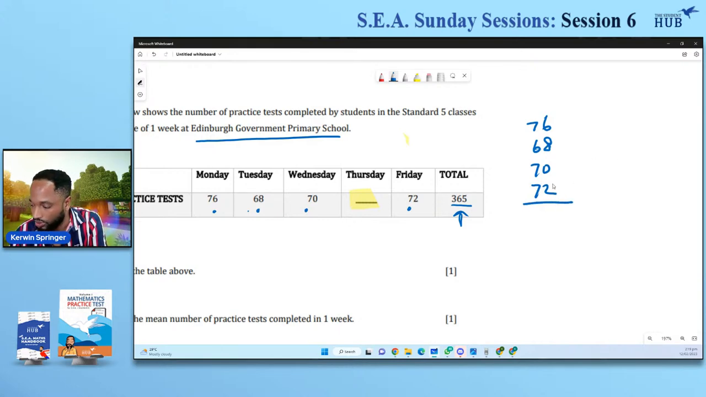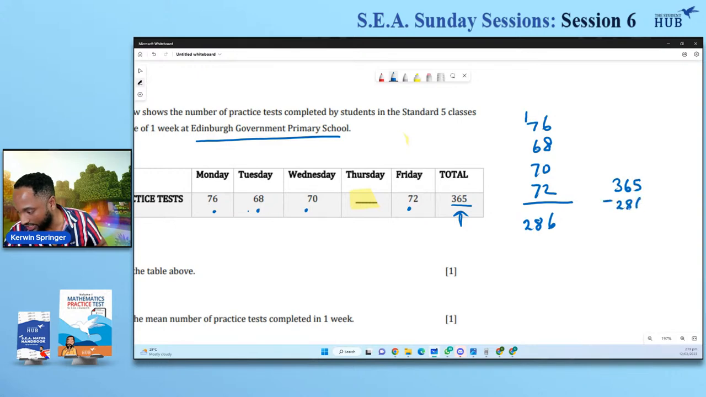I'm adding up now. So 2 and 8 is 10 and 6 is 16. Bring across the 1. This one I will just sneak in there, so he becomes a 7, and I have 4 sevens, which are 28. So I now have 286 practice tests so far, but 365 were done altogether. So missing is 365 minus 286.